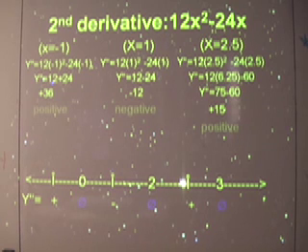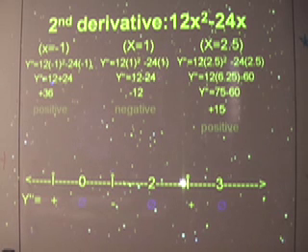the answers you get by plugging x equals -1 into your equation, which is 12 times -1 squared minus 24 times -1, equals y prime prime equals 12 plus 24, and it's positive 36. So at x equals -1, it's going to be positive. And for x equals 1, you plug it into your y prime prime, which is 12 times 1 squared minus 24 times 1. Your y prime prime equals 12 minus 24, which gives you a -12.